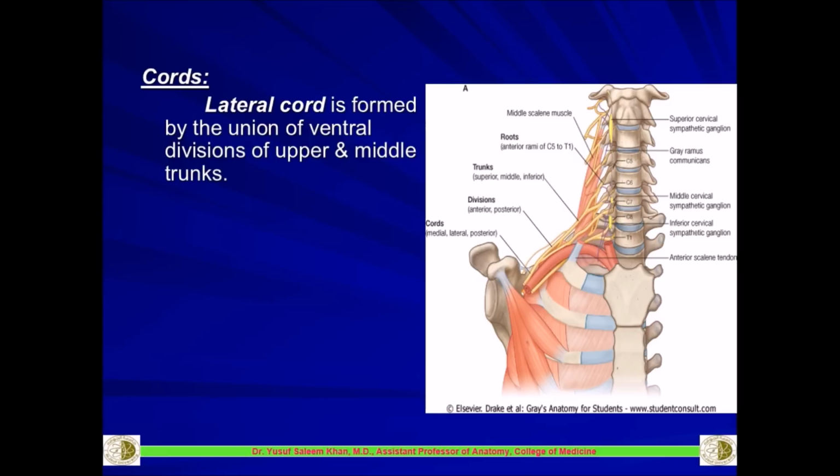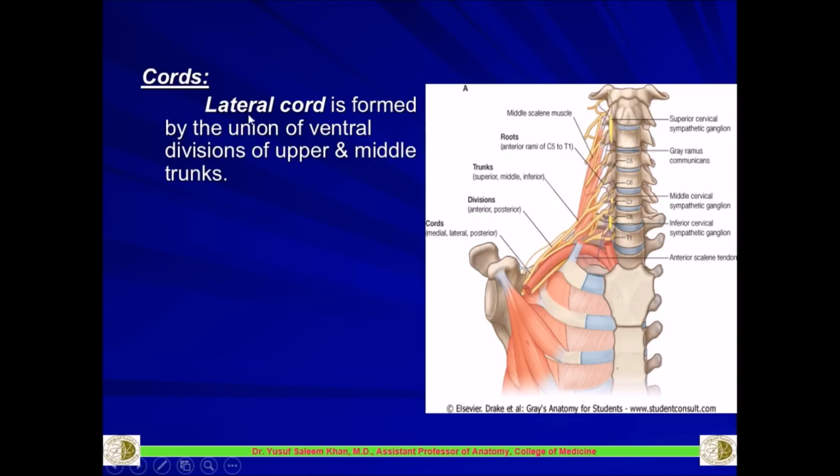So there are three cords: lateral cord, which is lateral to the second part of the axillary artery; medial cord, which is medial to the second part of the axillary artery; and the posterior cord, which is posterior to the second part of the artery.